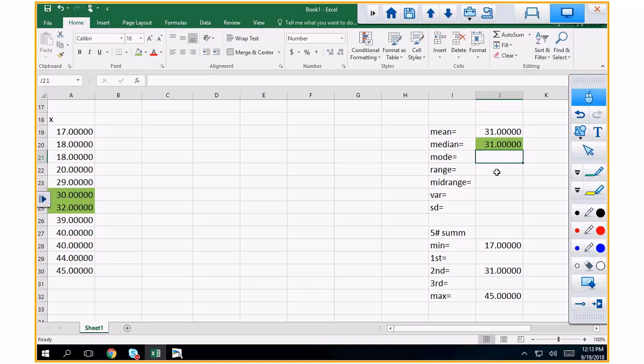Oh my gosh, we got a mean of 31 and a median of 31. What does that tell you about your data? It's pretty good. It's pretty close together. You don't have many outliers. You don't have many unusuals.